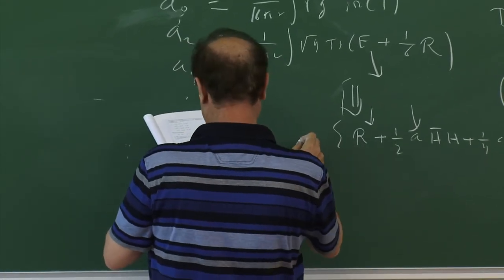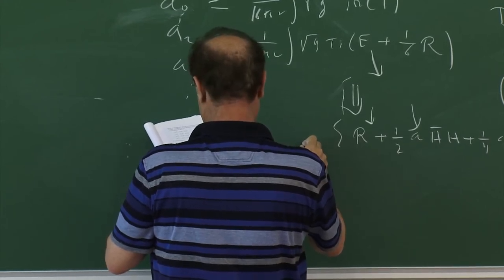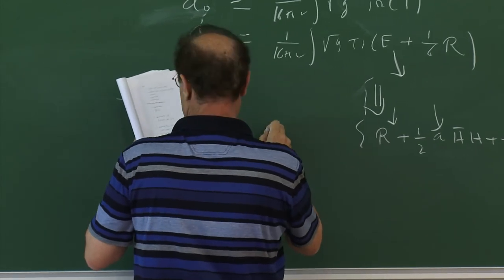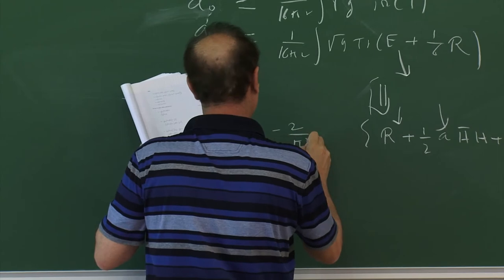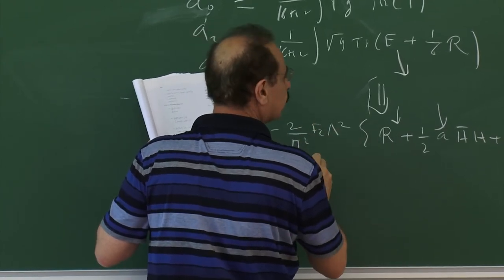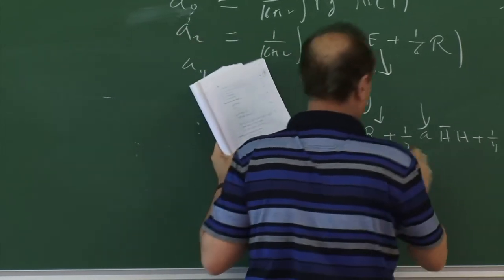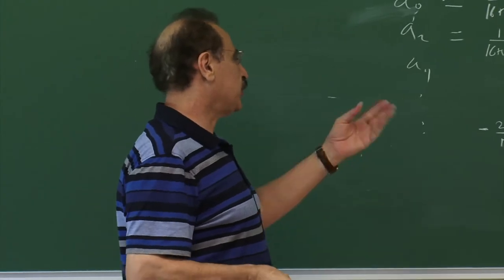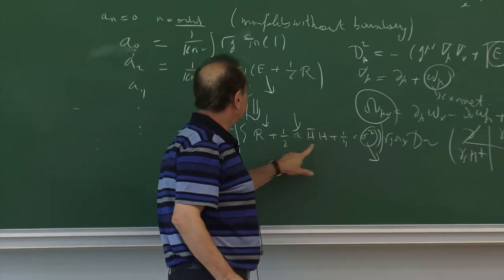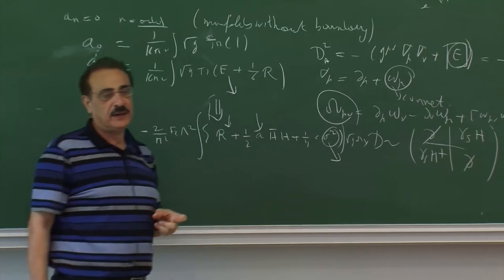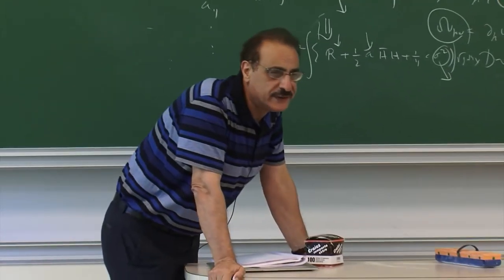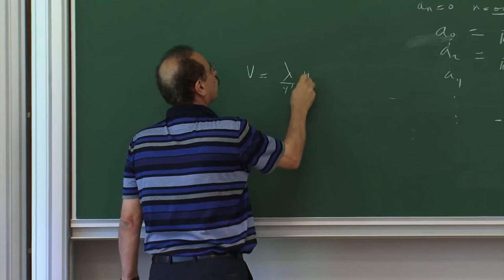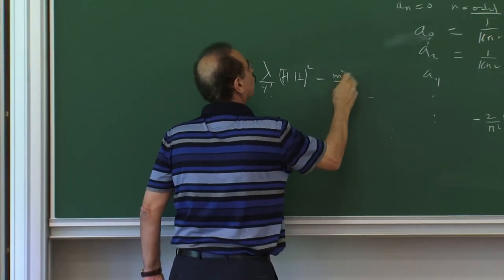I write minus 2 over π² f_2 Λ² root g d⁴x. There is a minus sign here, it's true, given the notation that R is negative for Euclidean spaces. Anyway, we get a mass term with a minus sign, which is extremely important, as we'll see for the standard model, because the standard model is characterized by a potential V, λ/4 (H̄H)² minus μ²/2.